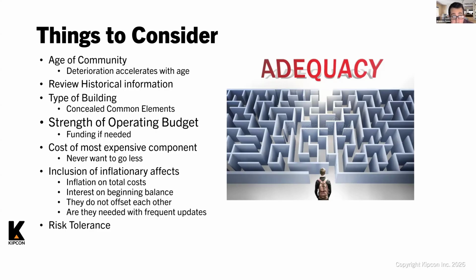So again, the type of building. Obviously, things are going to be a lot different in a 50-story high rise than they would be in a flat homeowners association with no amenities. There's a lot of differences there. So it's not just one flat set of requirements across the board.